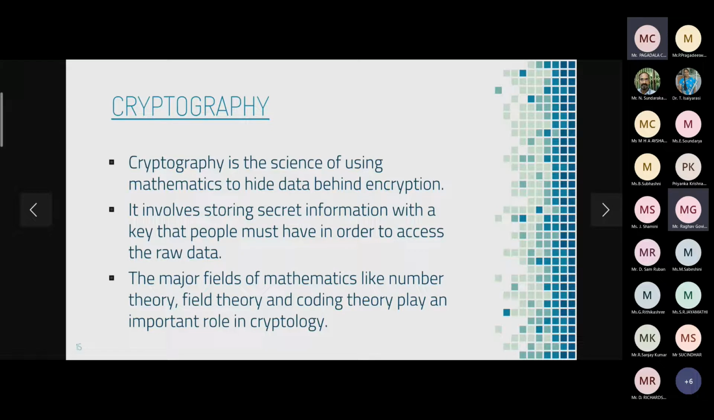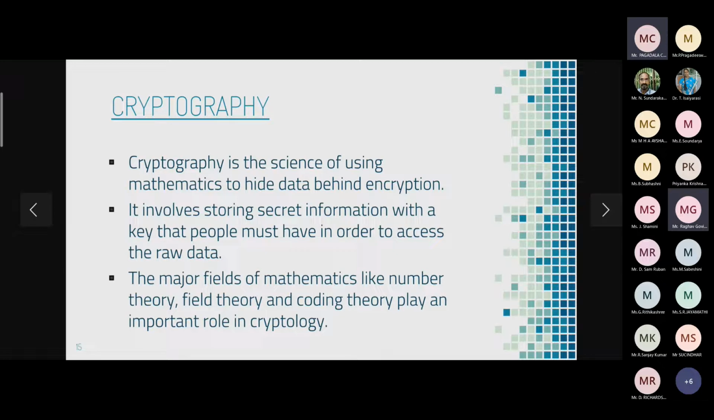If encryption is included, that means if person A sends the message hi by using encryption, and that can be coded as 1 2, it can only be decrypted by person B on the other side. But when the hacker tries to access the data, he can't understand the code 1 2, which can only be decrypted by user B using his public or private key. And cryptography involves storing secret information with a key that people must have in order to access the raw data.